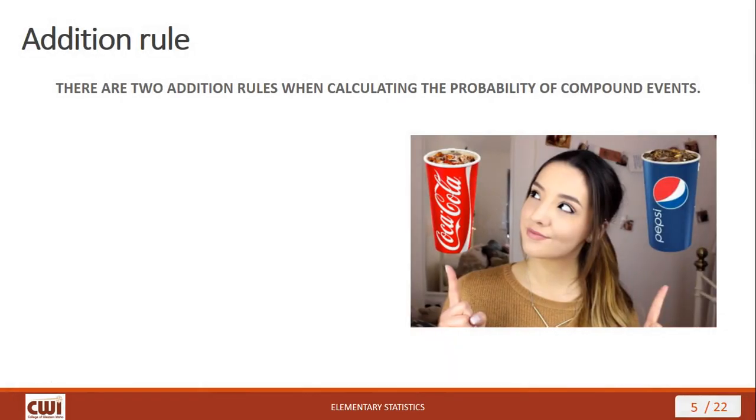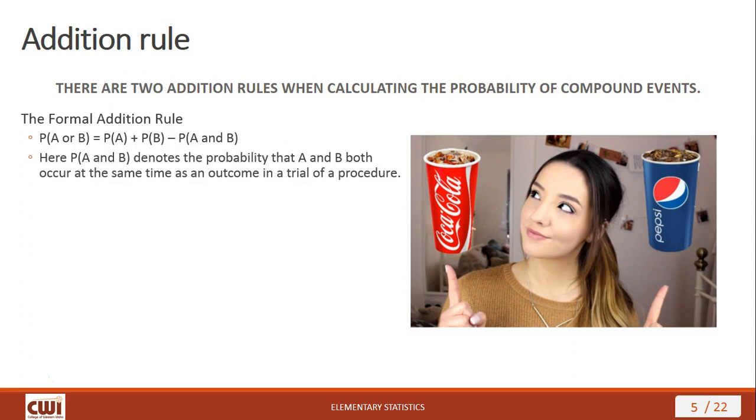Let's take a look at this addition rule, which is basically what I just got done describing. Your textbook author says that there are two addition rules when calculating the probability of compound events. First, he describes what's called the formal addition rule. And this mathematically written is what you see here. The probability of A or B is the probability of A plus the probability of B minus the probability of A and B. So here, we're actually denoting individual probabilities. We add them together, and then we subtract out those events that count for both A and B. In this way, we avoid the double counting scenario.